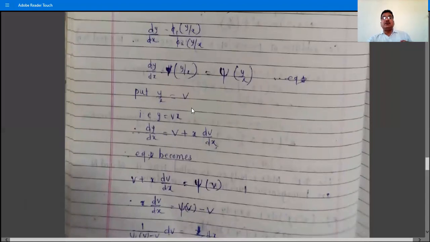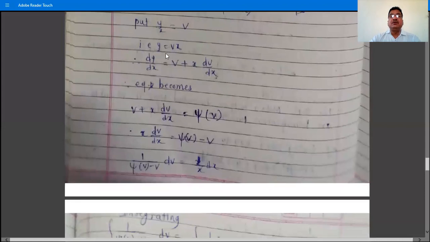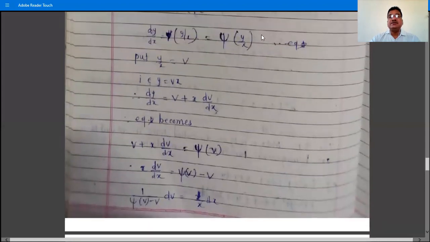Then put y by x is equal to v, that is, y is equal to vx. And then dy by dx is what? The derivative of v into x, by using the u into v rule, is v into the derivative of x, which is 1, plus x into the derivative of v, that is dv by dx. So by the u into v rule, first as it is, derivative of second, plus second as it is, derivative of first. Substitute these values in equation star.